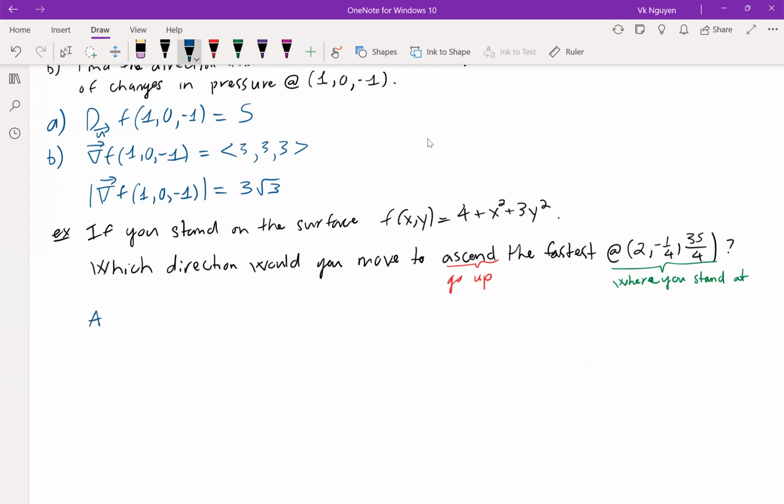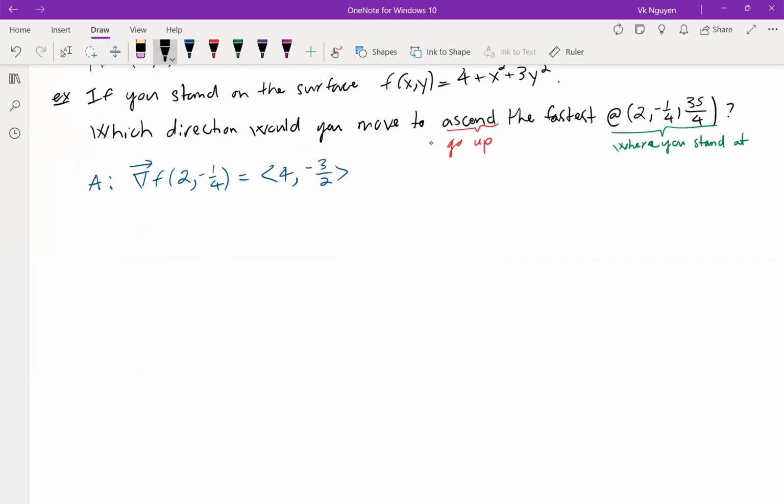The answer here is (4, -3/2). Hopefully you see that you want to go the fastest, but it has to be the gradient vector. And at the point (2, -1/4), it is (4, -3/2).